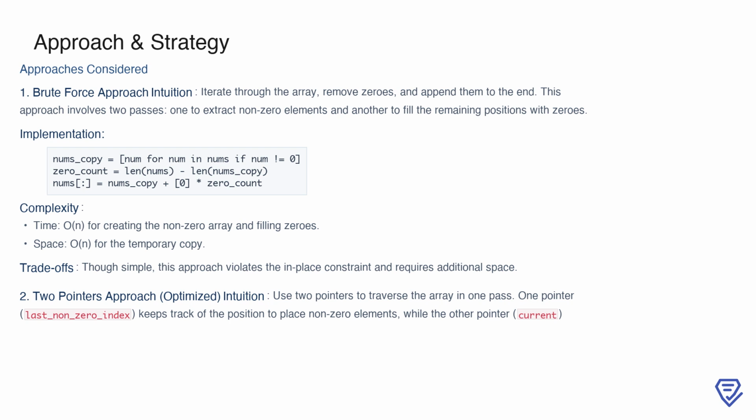Specifically, it requires additional space to store the temporary list, which violates the problem's in-place constraint. In terms of complexity, the time complexity is O(n), since we make a single pass to collect non-zeros and another to append zeros. However, the space complexity is also O(n), due to the extra storage required for the temporary array, making it less optimal for this problem.